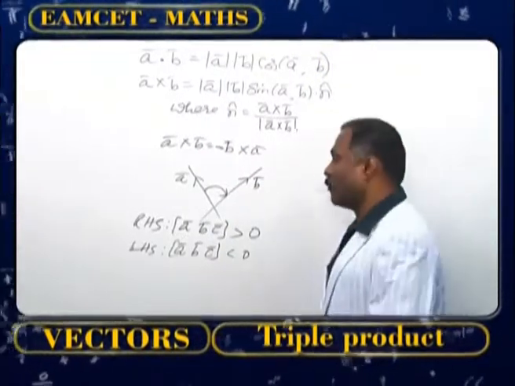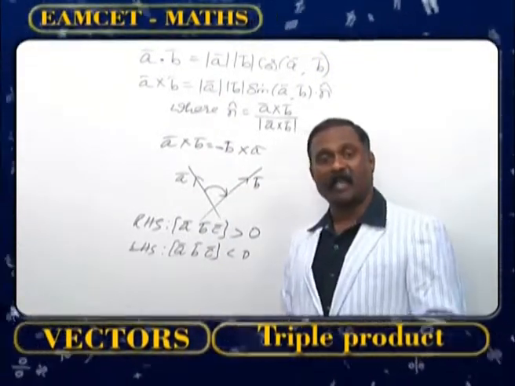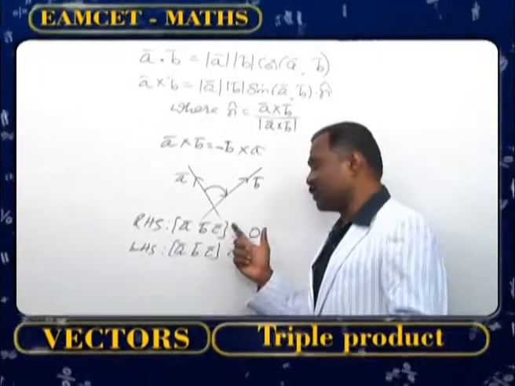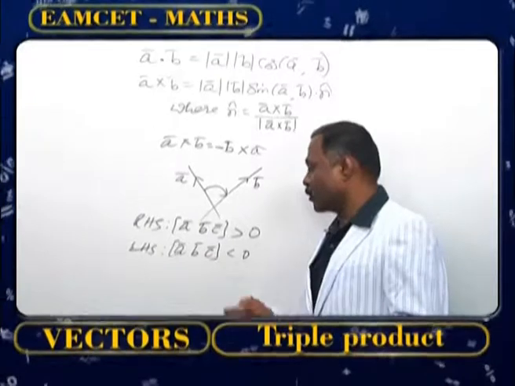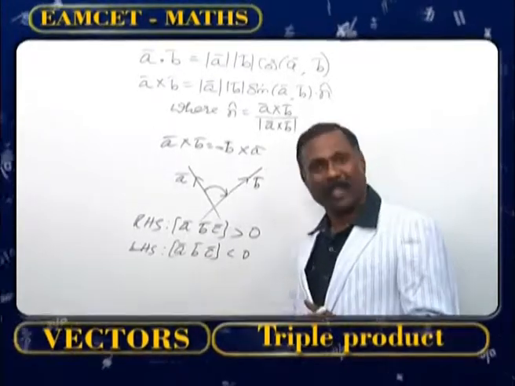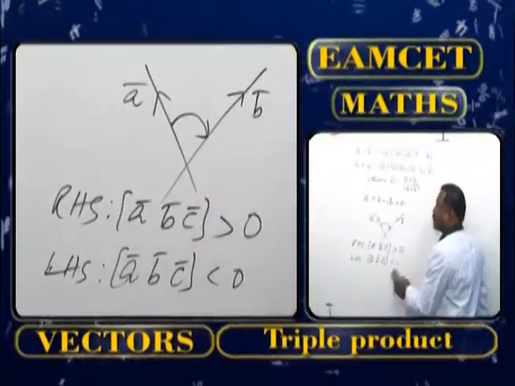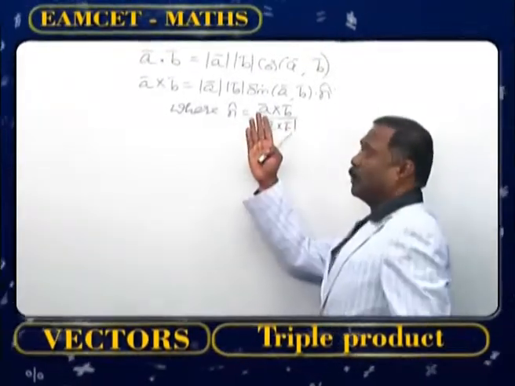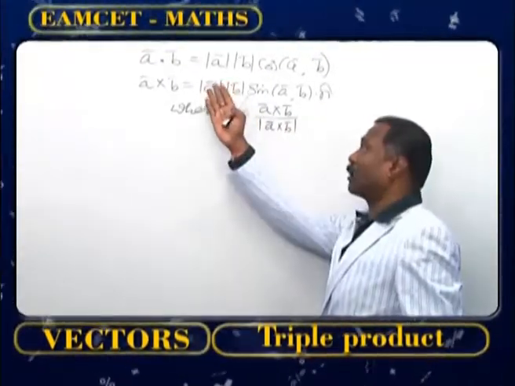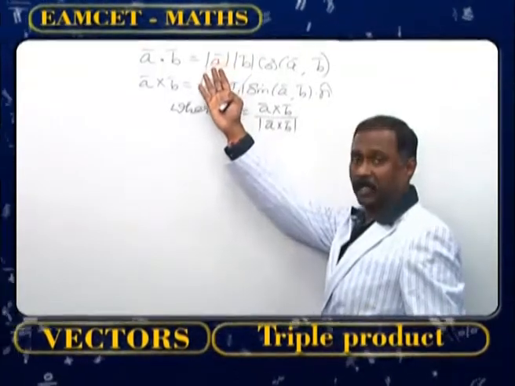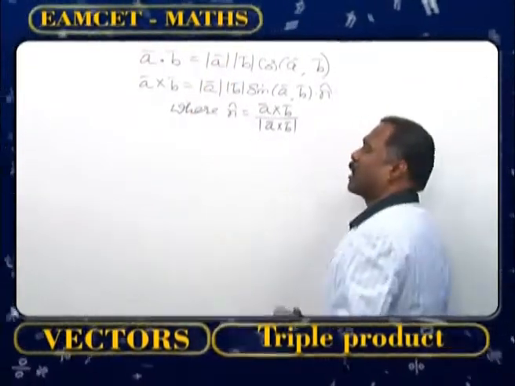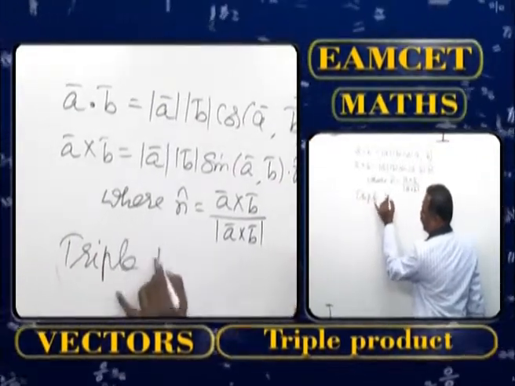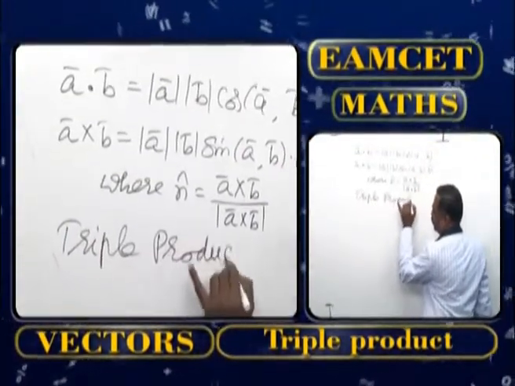So whenever a question is given on right-handed system or left-handed system, find out box ABC. If box ABC is greater than 0, it is a right-handed system. If box ABC is less than 0, the system is left-handed. Okay, so this is the vector product, and this is the scalar product. You all know that. Coming to triple products, let me briefly explain how they are defined.